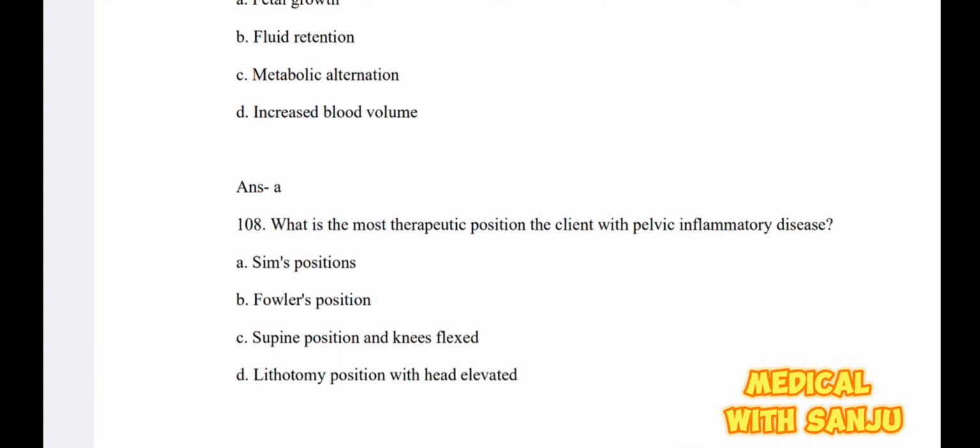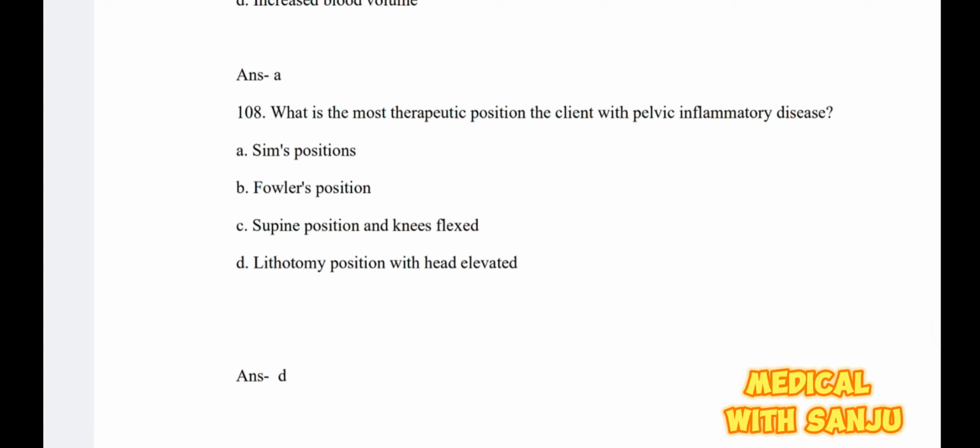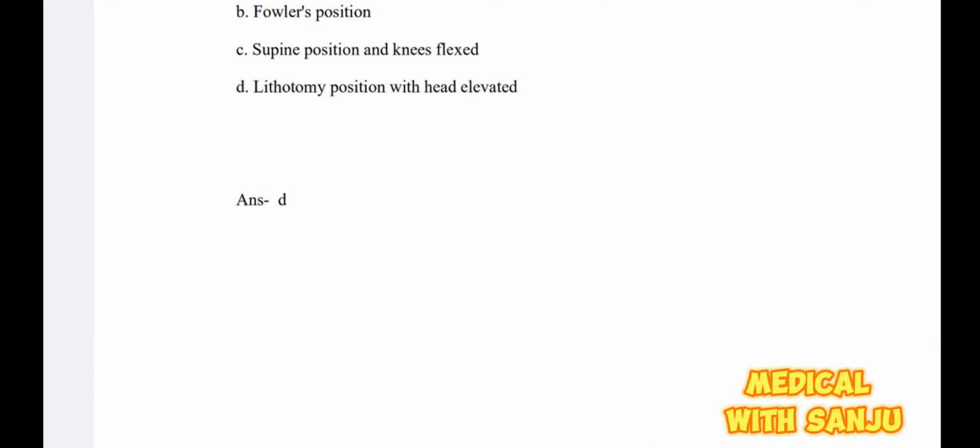108. What is the most therapeutic position for the client with pelvic inflammatory disease? Option A, Sims position, option B, flower position, option C, supine position with knees flexed, option D, lithotomy position with the head elevated. You should maintain lithotomy position with the head elevated in the case of pelvic inflammatory disease.